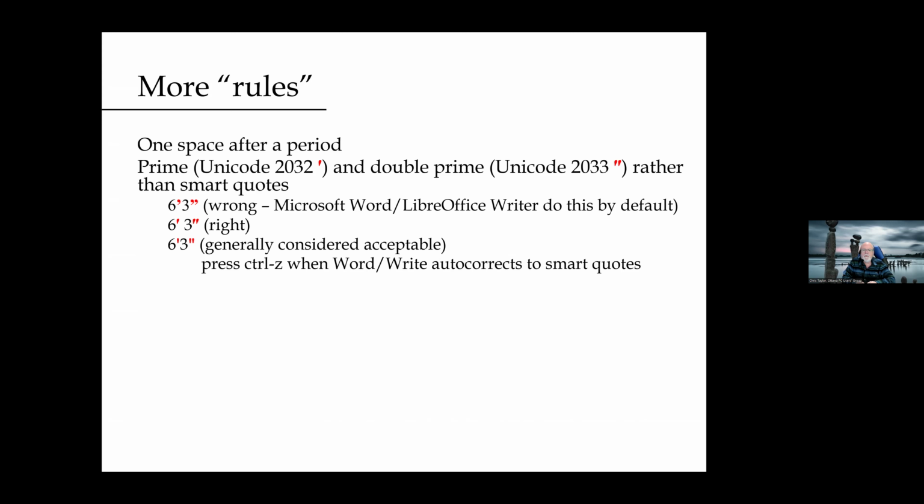And if you are in Microsoft Word or LibreOffice Writer, the easiest way to get around the autocorrect is as soon as it changes it to that smart quote, immediately hit Control Z. It will just undo that autocorrect and it'll leave you with the straight uprights.